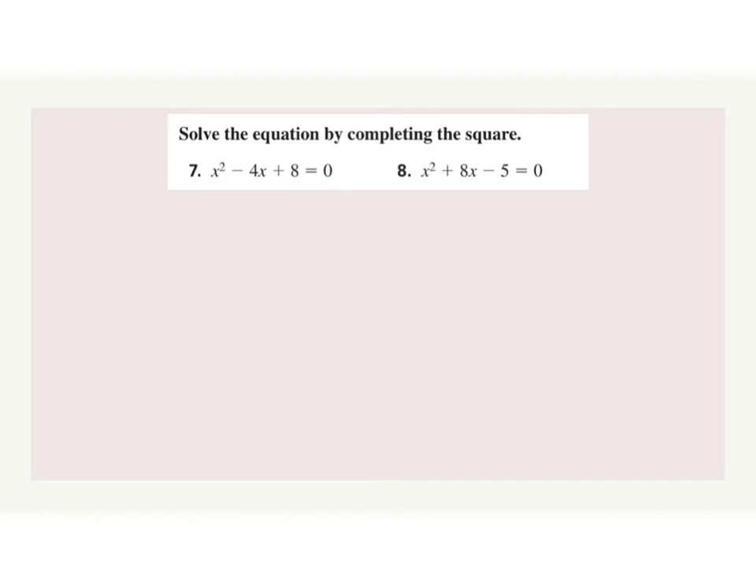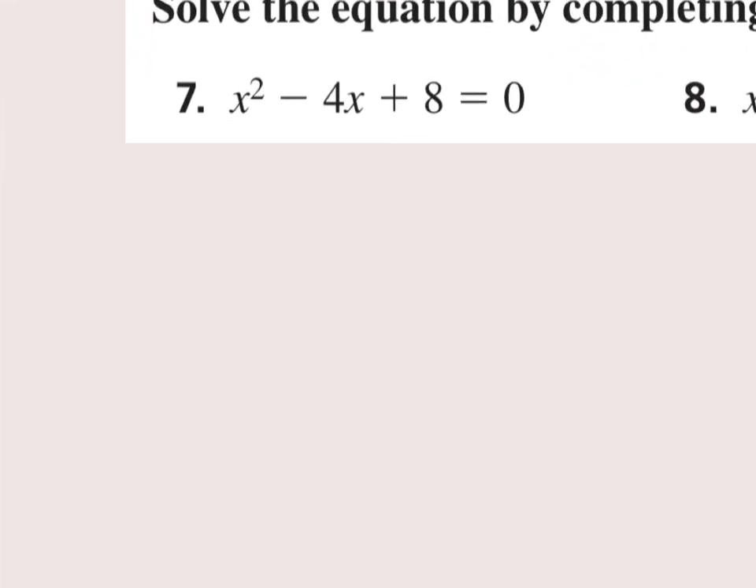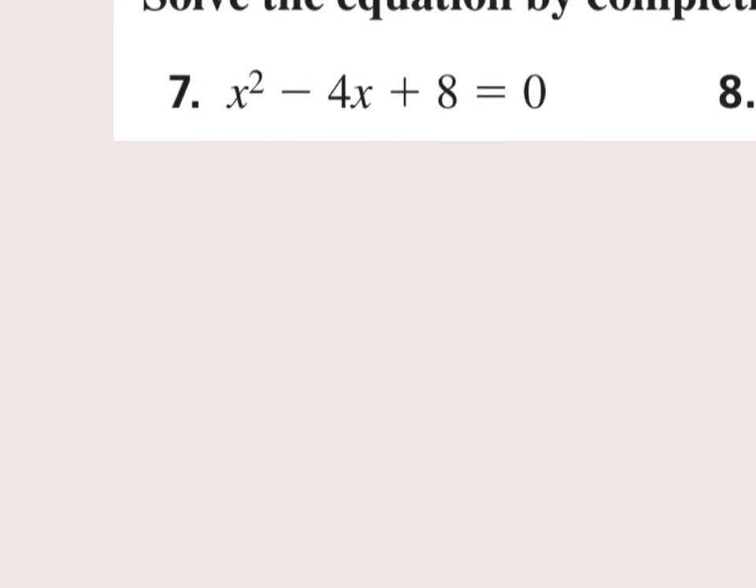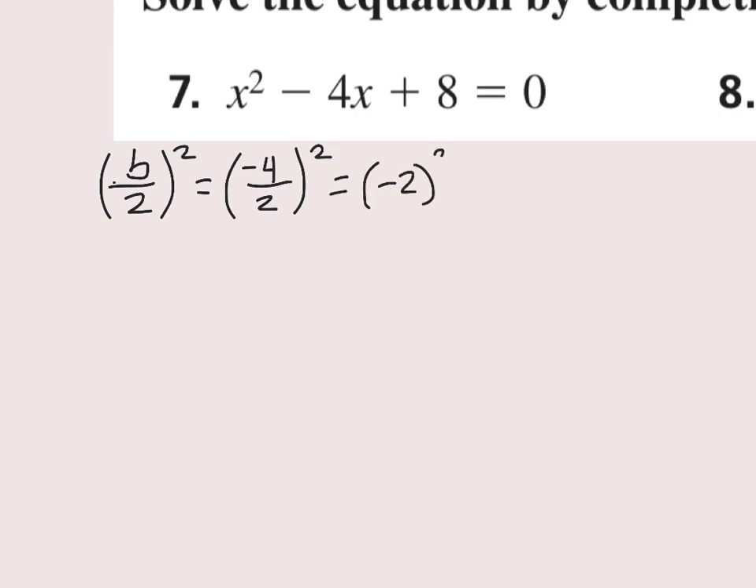All right, number 7. So we need to solve the equation by completing the square. How do we find a number that we need to throw in here to complete the square? What's that formula? B over 2 squared. B over 2 squared. What's our B? Negative 4. Negative 4 over 2 squared, which is negative 2 squared, which is 4.